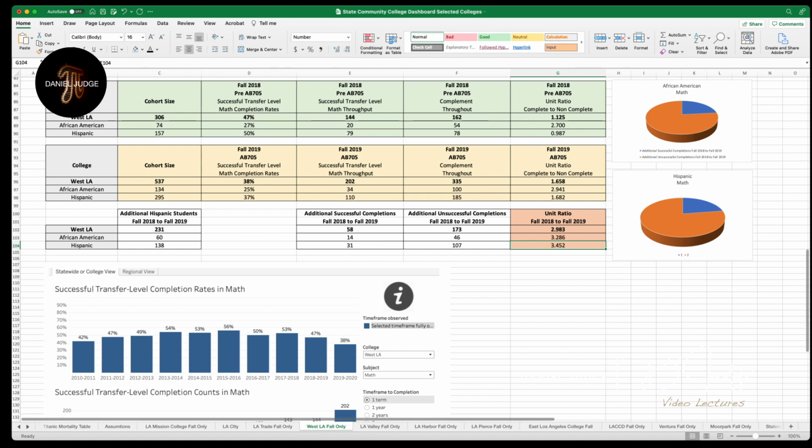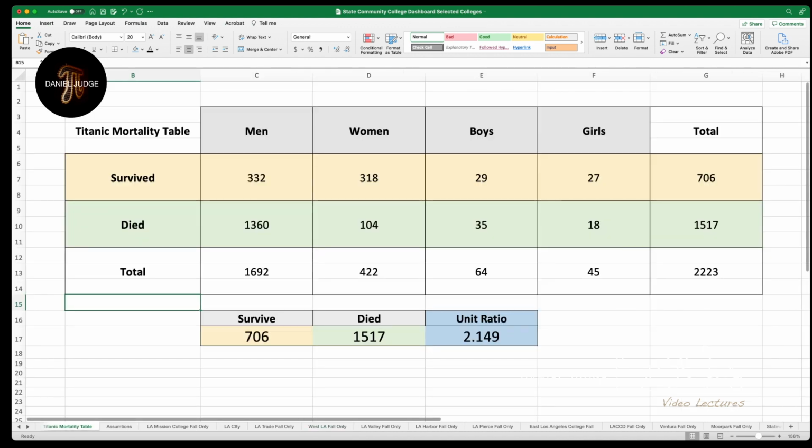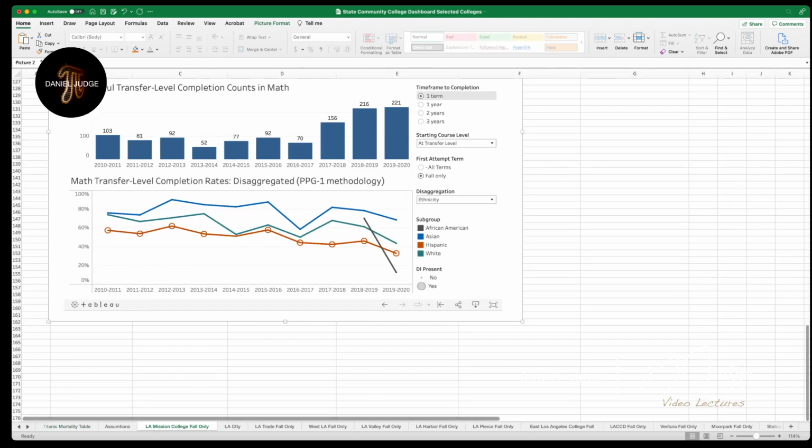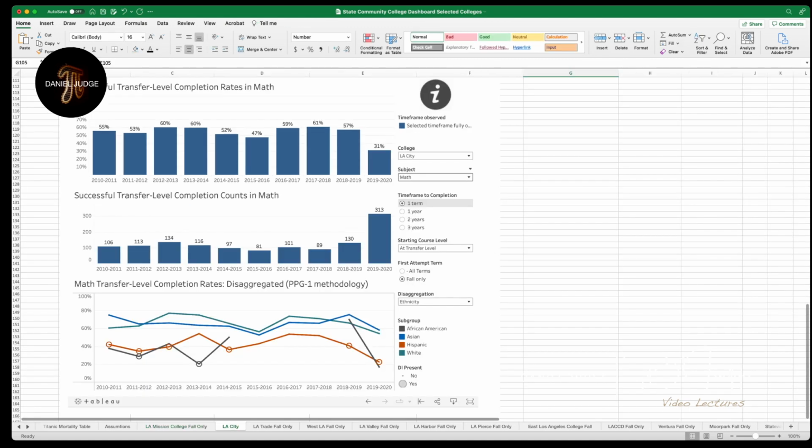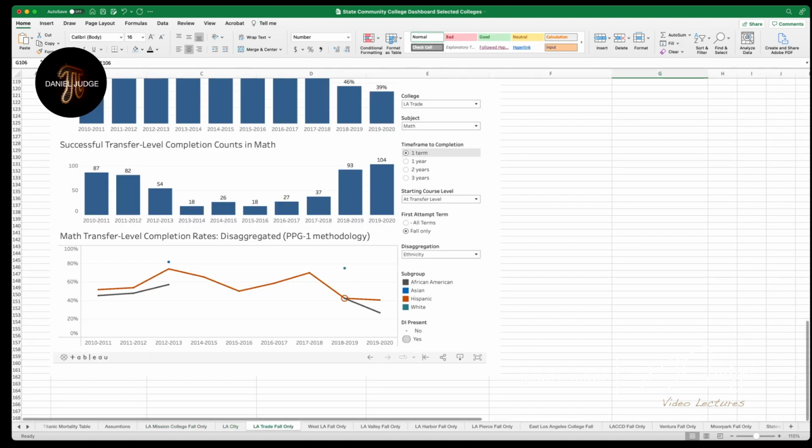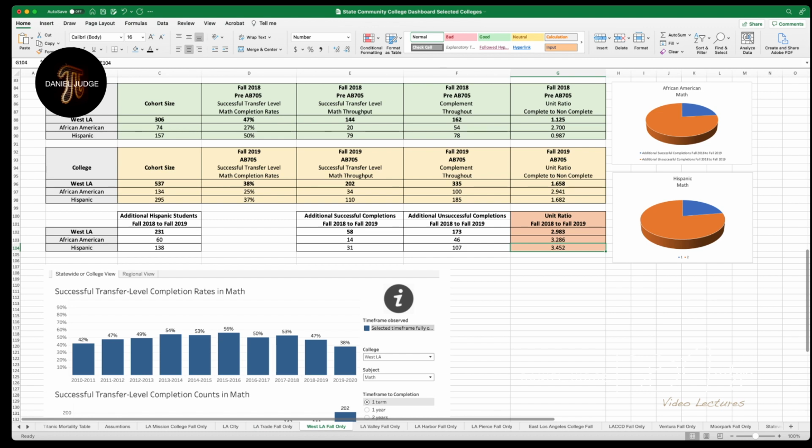Let's compare this to the Titanic, right? Now you guys understand what I mean. For every one person who survived the Titanic, we lost 2.149 people. So we don't consider the Titanic a successful cruise. Why would we consider AB1705 a successful initiative when we see what we see in terms of the data, the lack of success rates, and the unit ratios?